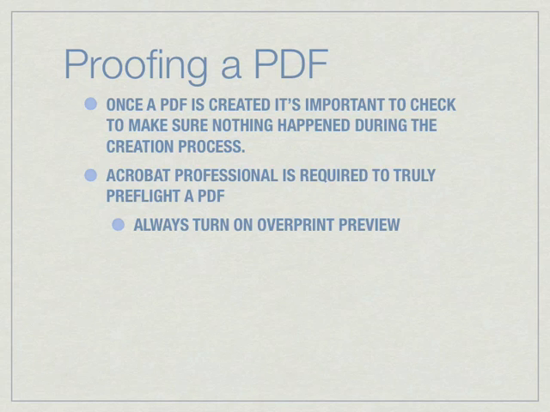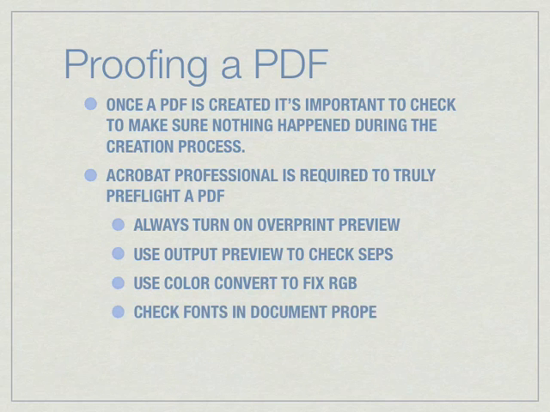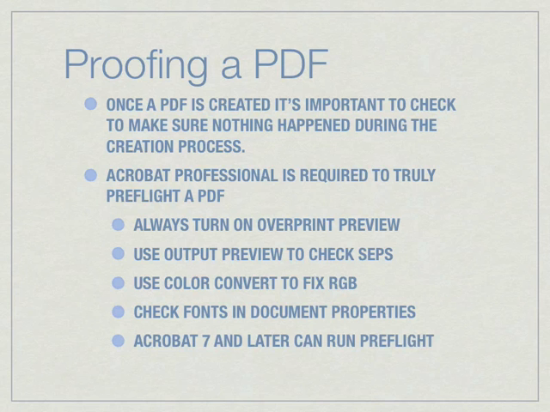And we're going to go ahead and take a look at some of the features that you can use in Acrobat for proofing things. We're going to check out the output preview so you can see how you can check separations. We're going to check your file for RGB and other types of incorrect color spaces, and we're going to show you how you can use Color Convert to change that into the correct CMYK color space. We're going to check fonts, and then we're going to show you how the Preflight features work.